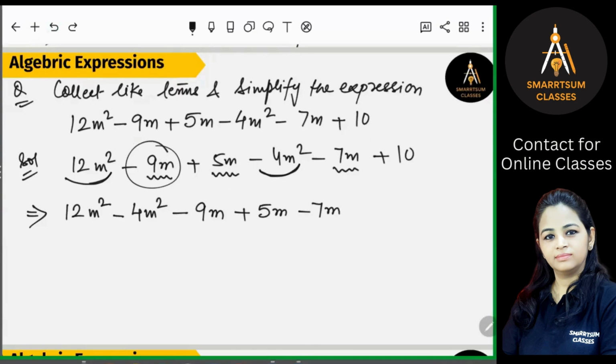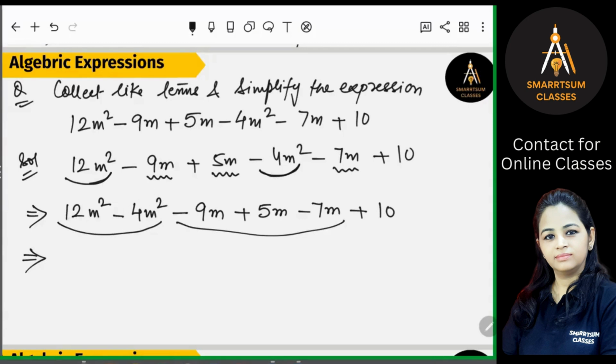So we have written these terms, right? Now what is left here? Only 10 is left. And there is no other constant term here, so we will write it as it is. Now, since we have collected the like terms, we will solve them, right? So these are like terms, these are like terms. Okay, now we will solve.